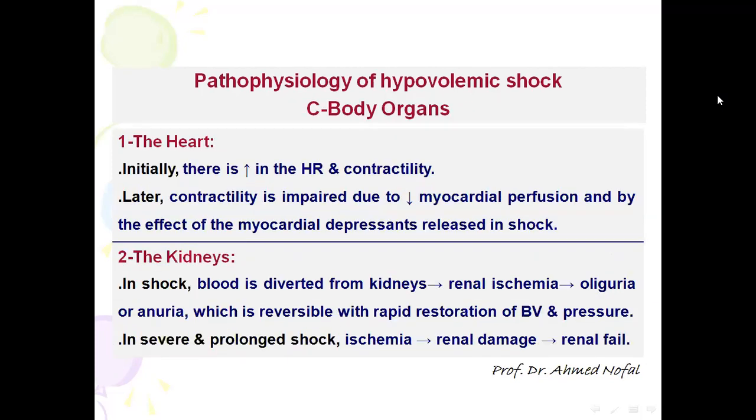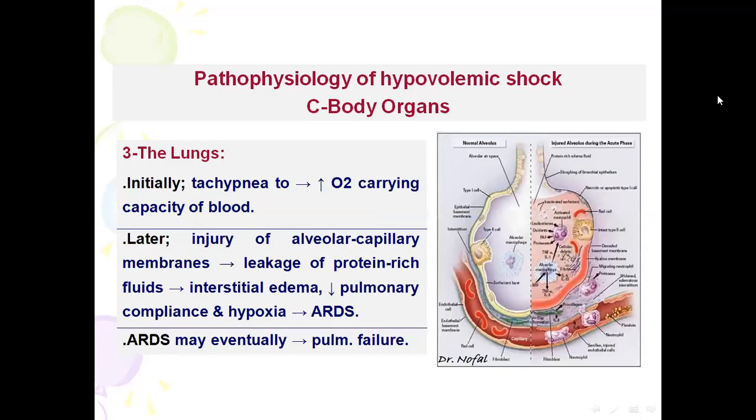The affection of shock on the body organs. In the heart, initially there is an increase in the heart rate and contractility to increase the cardiac output, but later contractility is impaired due to decreased myocardial perfusion and by the effect of myocardial depressant released in shock. For the kidneys, in shock, blood is diverted from the kidneys, causing renal ischemia and oliguria, and if this is prolonged, the ischemia will lead to renal damage and eventually renal failure.